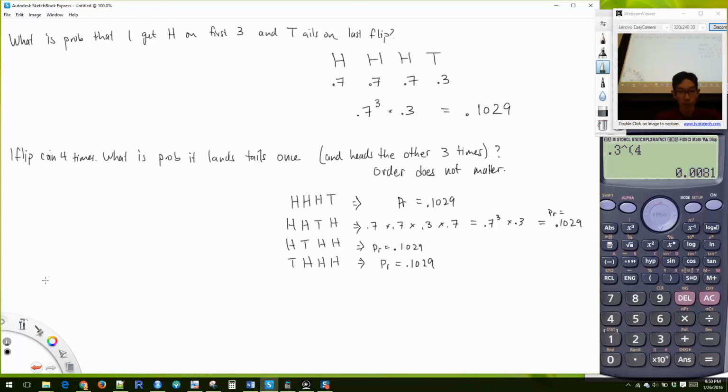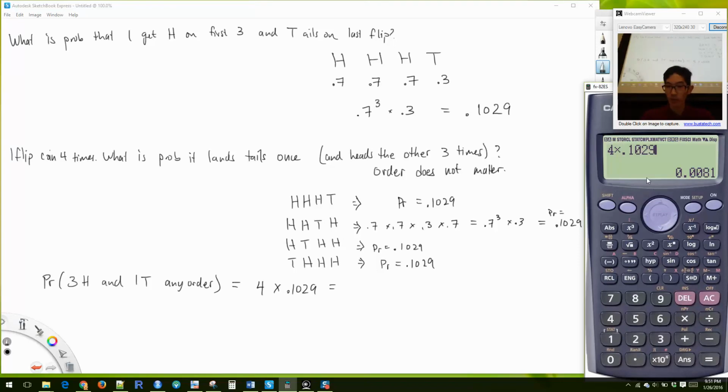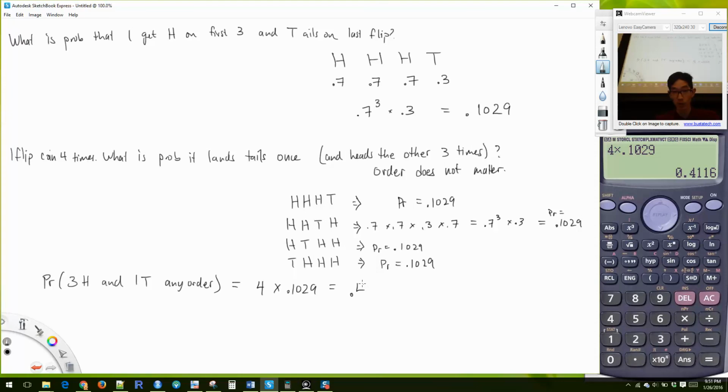So the probability of three heads and one tail, any order, is equal to 4 times 0.1029, giving me 0.4116. Okay, this is a little complex, but I wanted to illustrate we can use these simple rules of multiplication and a little bit of thinking to answer some of these slightly more complex problems. Next week we're going to learn that this type of problem actually has a special name called the binomial, okay?